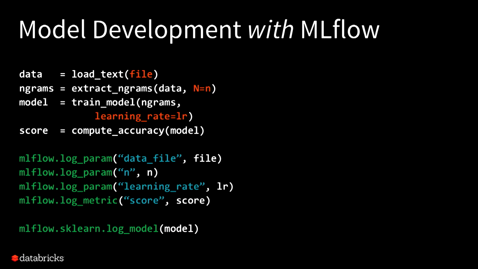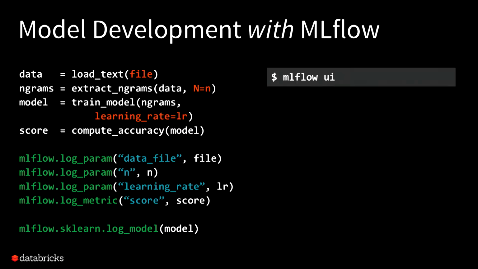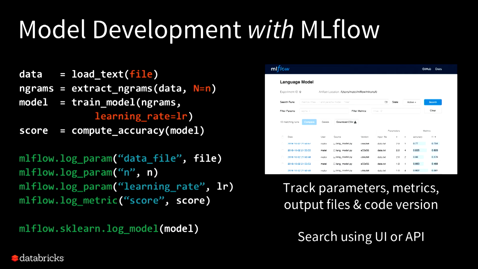So once I just log the parameters that were input. These are the inputs to my program. The metrics that were output, like the score, and then the actual model itself, because MLflow has a scikit-learn package, as it does for TensorFlow and all these other things. And we're just going to log that out as well. And so now I can just open up locally this MLflow UI, and I can track these parameters, metrics, and output files, and the code version, in fact, of this code itself, and just search through it.